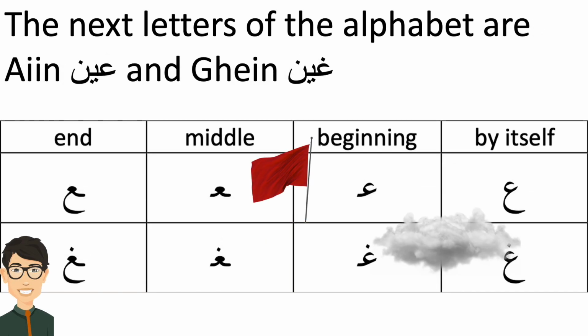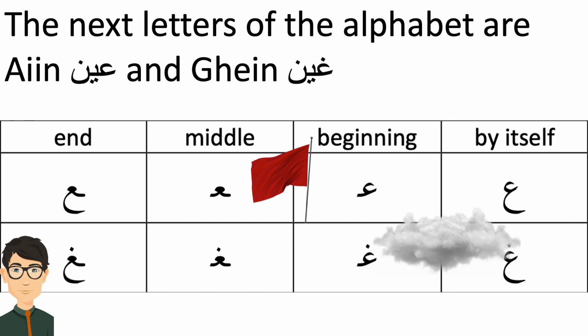The next letters of the Arabic alphabet are Ain and Ghain. Ain doesn't have an English equivalent. It is a back throat sound. Ain, as in Alam, which means a flag.